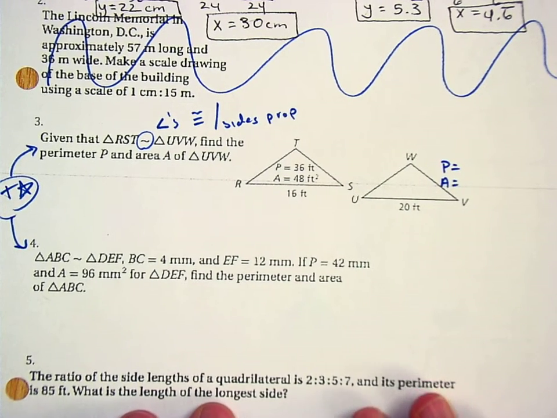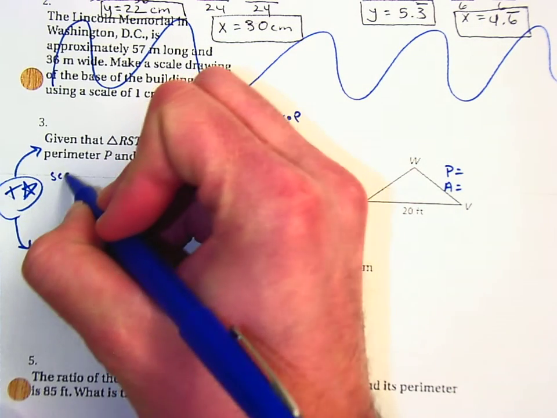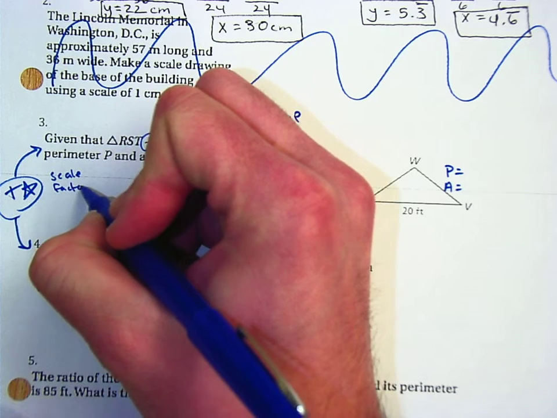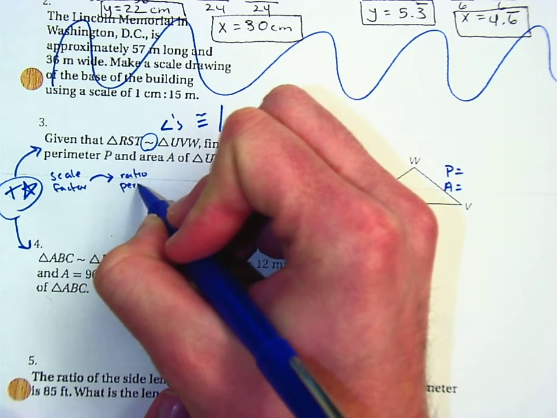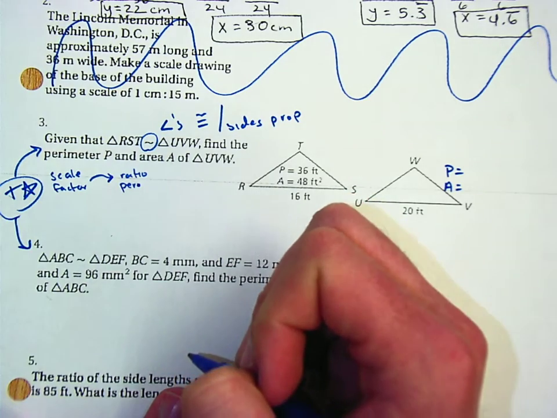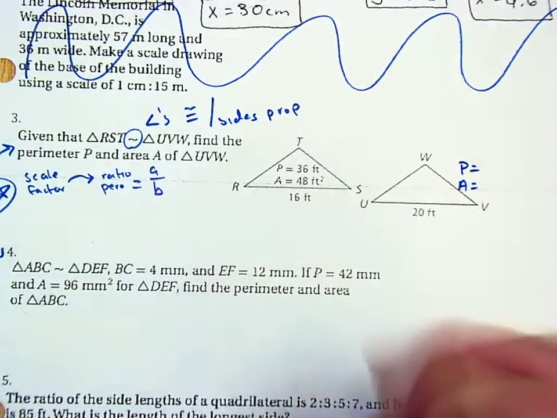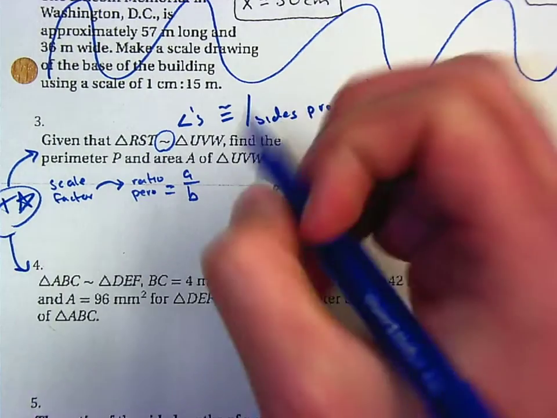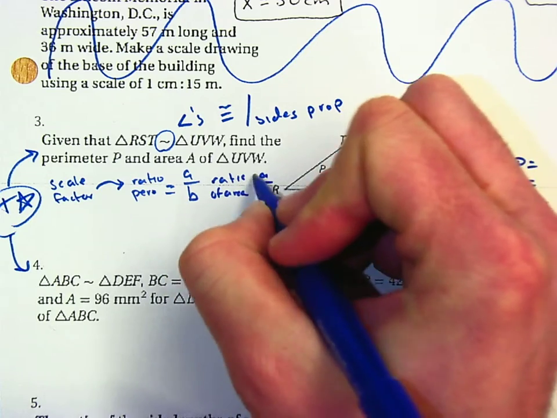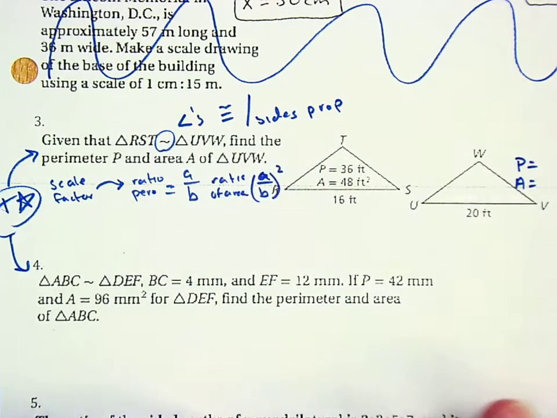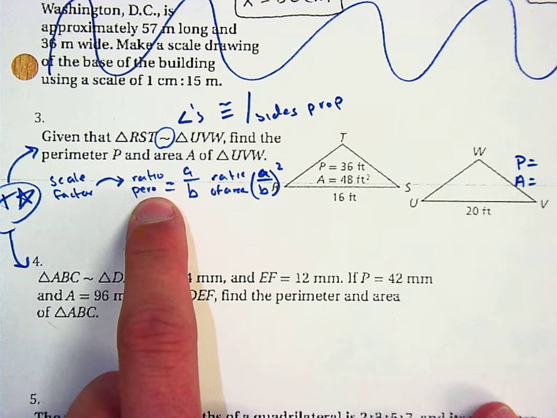Well, I'm thinking back to my notes. I'm remembering that we wrote that note, where we said that scale factor was the same as the ratio of the perimeter. And if our ratio of the perimeter was A over B, then our ratio of the area was A over B squared. Or in other words, the ratio of the area is just the ratio of the perimeter squared.